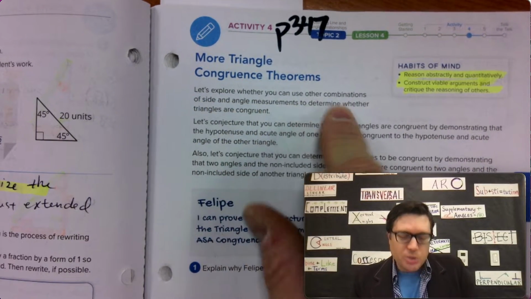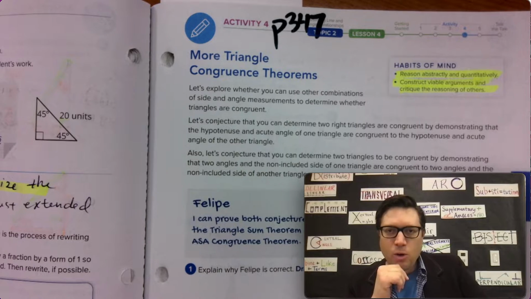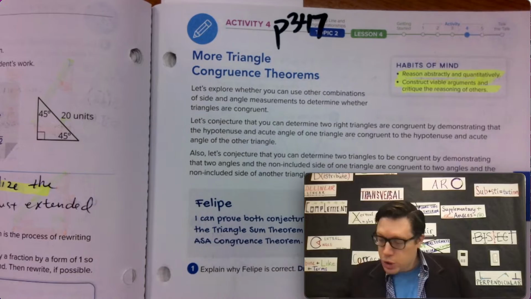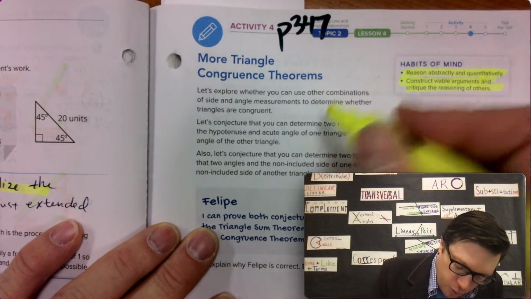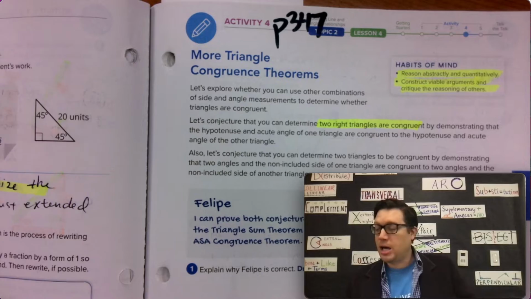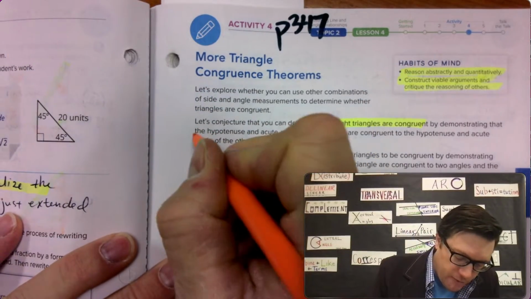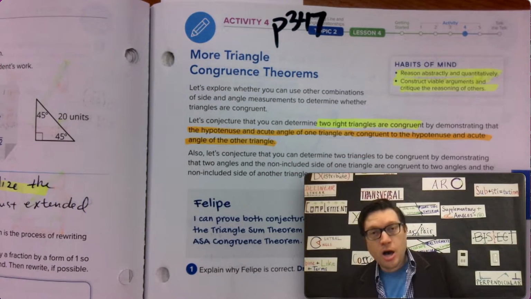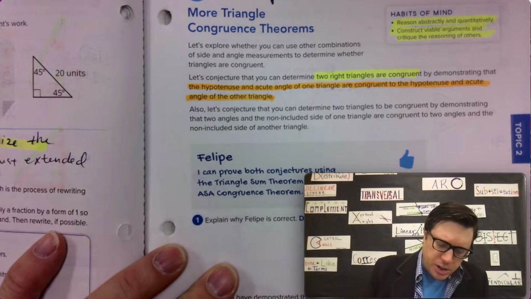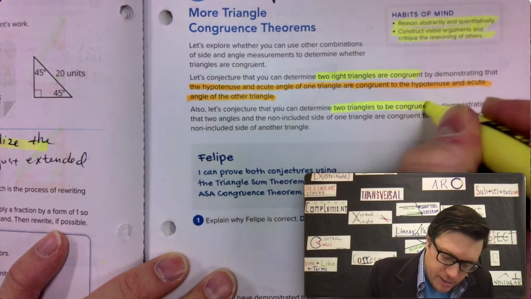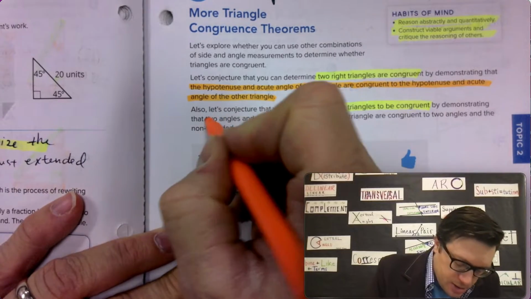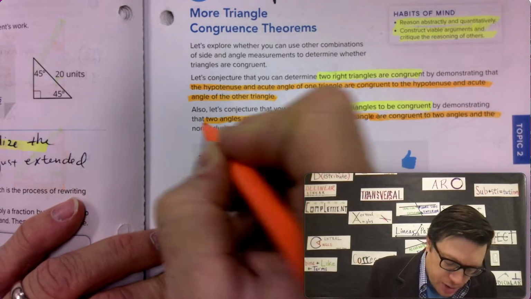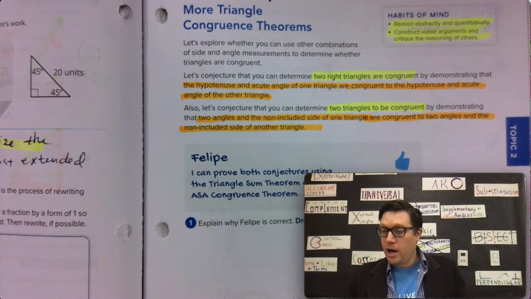More triangle congruence theorems. Let's explore whether you can use other combinations of side and angle measurements to determine whether triangles are congruent. Let's conjecture that you can determine two right triangles are congruent by demonstrating that the hypotenuse and acute angle of one triangle are congruent to the hypotenuse and acute angle of the other triangle. Let's also conjecture that you can determine two triangles are congruent by demonstrating that the two angles and non-included side of one triangle are congruent to the two angles and non-included side of another triangle.